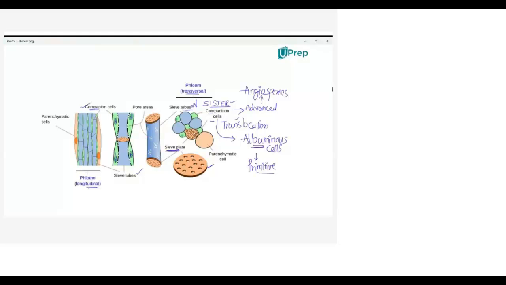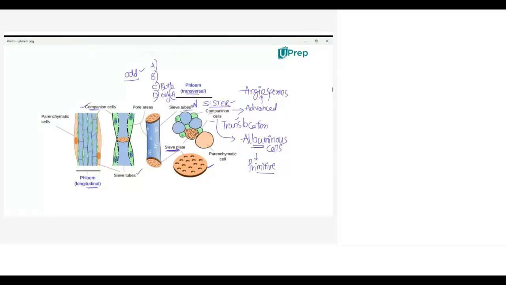Okay, so a question can be asked like, find the odd one out. They may give a combination: option A, sieve tube cells and companion cells; option B, sieve tube cells and albuminous cells; option C, both; and D, only A. Unless you get the point about albuminous cells, you cannot answer such questions. It's somewhat of an advanced point.